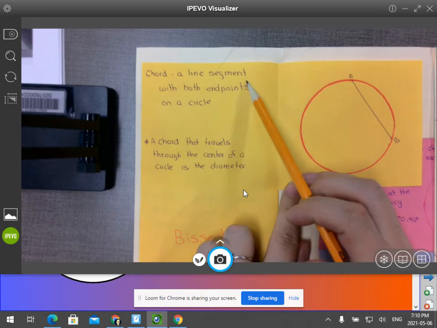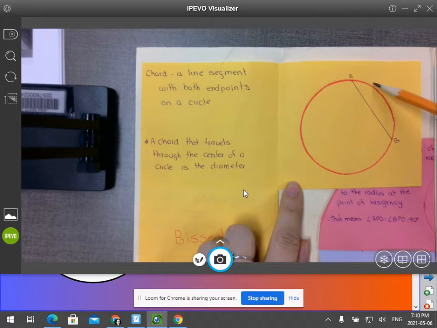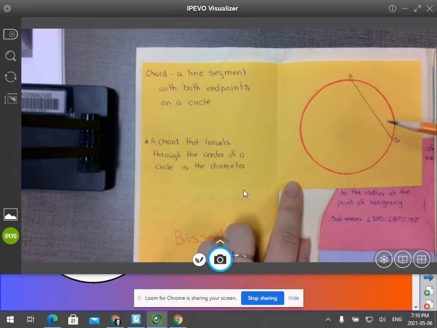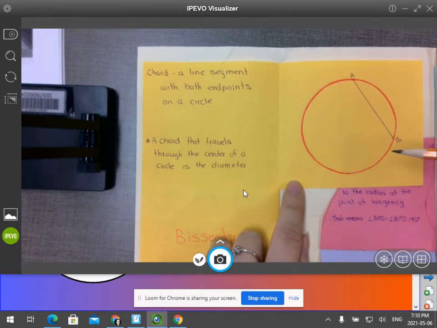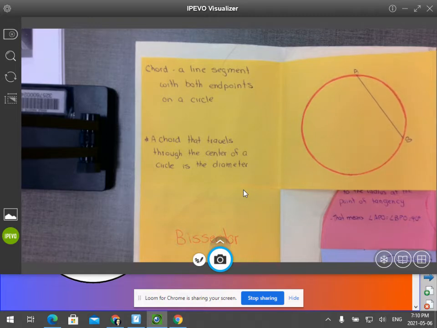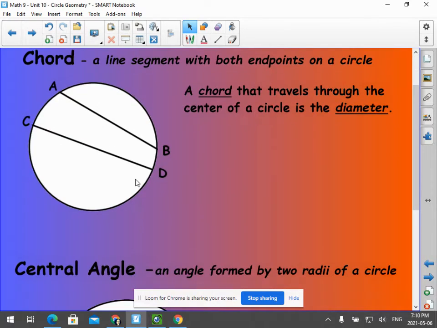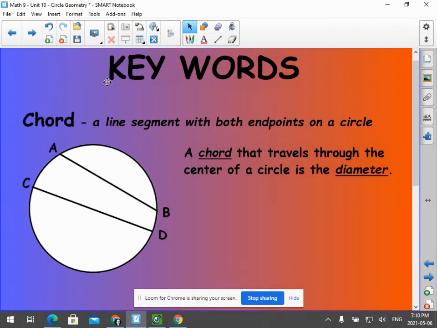So a chord is a line segment that has both endpoints on a circle. And then what I did is I drew an example over here, and I drew in a chord. Okay, so this is the first vocabulary word that's going to come up over and over in this unit that is very important that you know. If you need to pause the video to write this out, feel free to do so. I'm going to keep going for now. All right, so you need to know that about a chord.